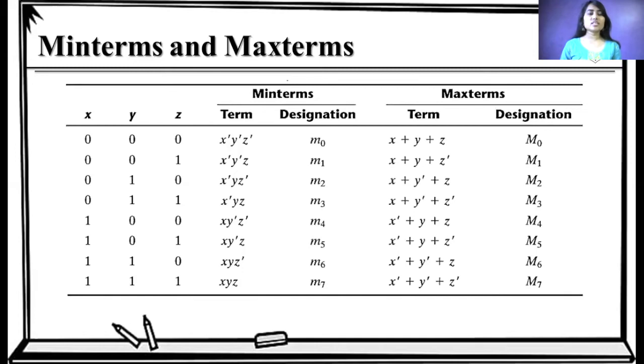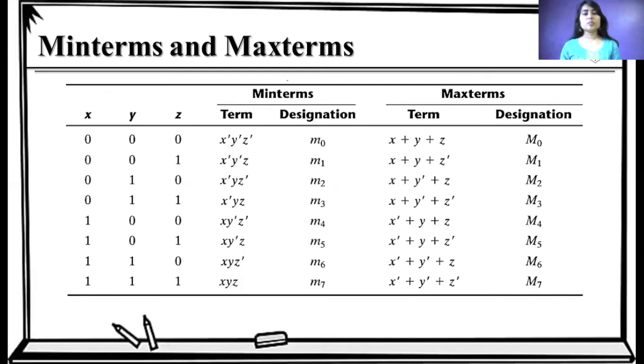Then for x equals 0, y equals 0 and z equals 1, we have the term x dash, y dash, z. As x and y both are 0, the term is represented as x dash, y dash, but z equals 1, so z is represented as a normal variable. So we represent this term as x dash, y dash, z. And using this rule, we can define all the minterms for all possible 8 input combinations.